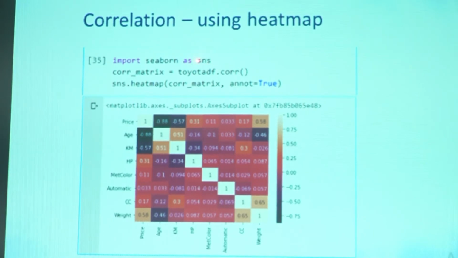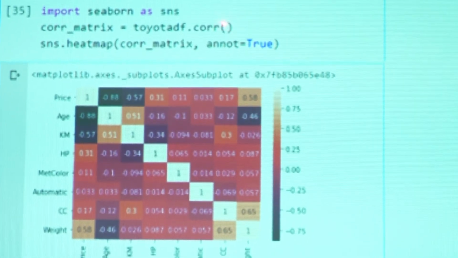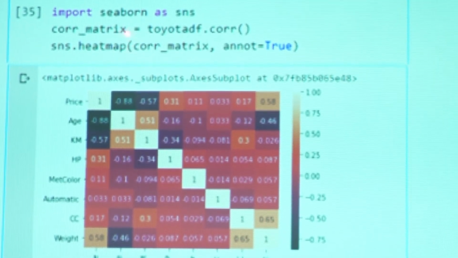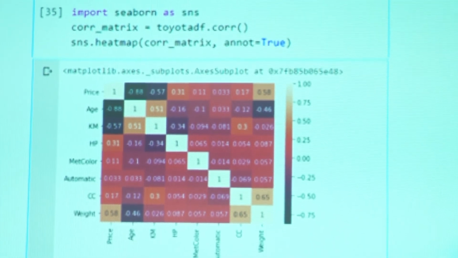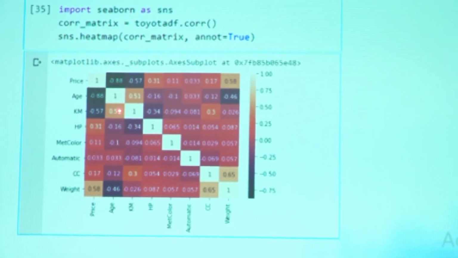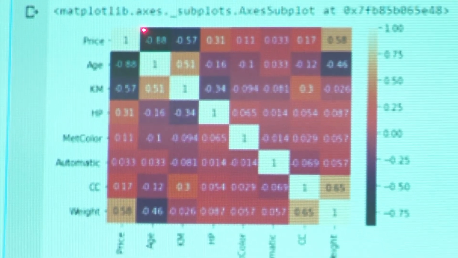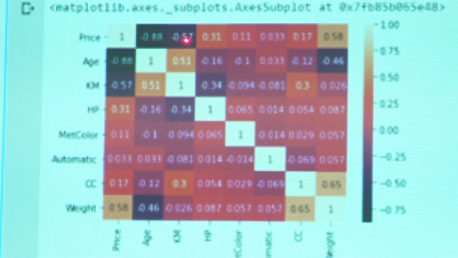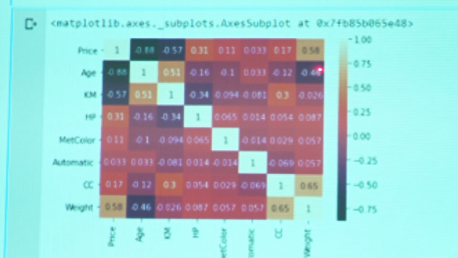Import Seaborn as SNS. Create a matrix of correlation from your data frame using the corr method, and use heatmap from the SNS package. Give your correlation matrix and annotation as true. It's annotated data, no? So annotation is true, so the data is annotated and it shows you. You can see here the darker colors: age and price, age and kilometer, and then here there is one more dark color, age and weight.